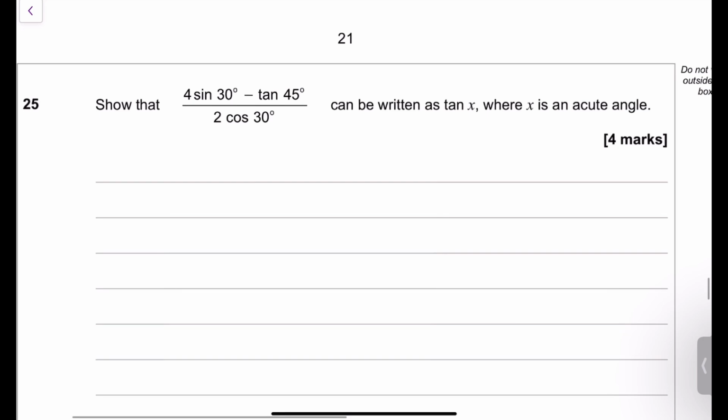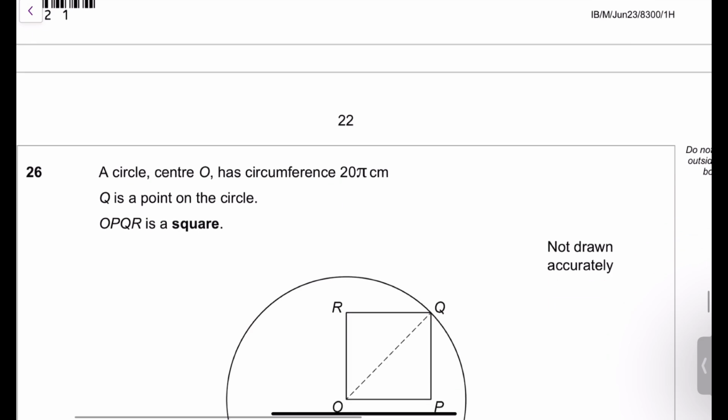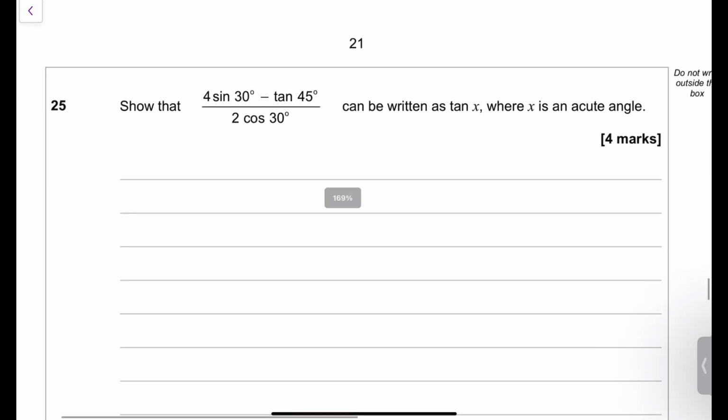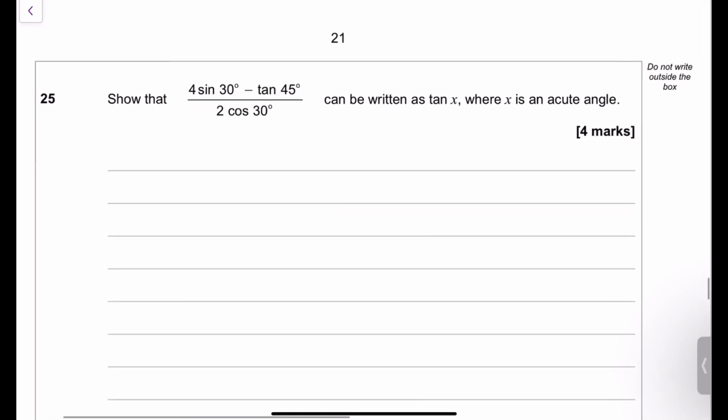Okay, this is a non-calculator exam. Show that 4 sine of 30 minus tan of 45 over 2 cos of 30 can be written as tan x, where x is an acute angle. So we look at that one. Okay, right, so they want this written as a tan of something.